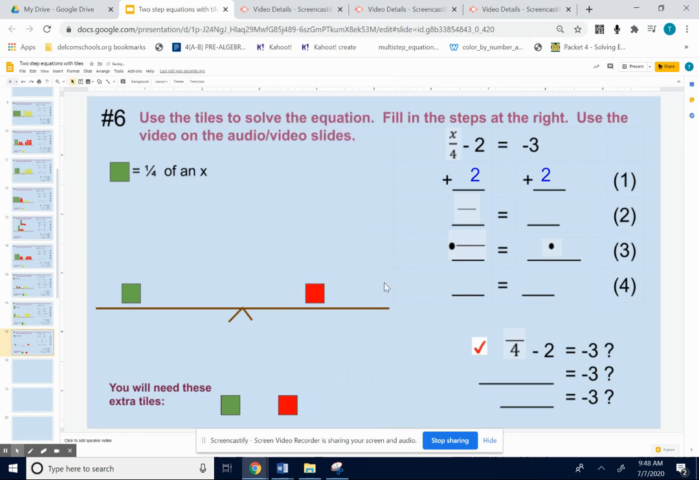Once you clean it up, you still have x over 4 on the left, 1/4 of an x, and a negative 1 on the right. So type in x over 4, 1/4 of an x, balances with a negative 1. I'm going to go ahead and just type that in again on row 3. x over 4 equals negative 1. Go ahead and do the next step.